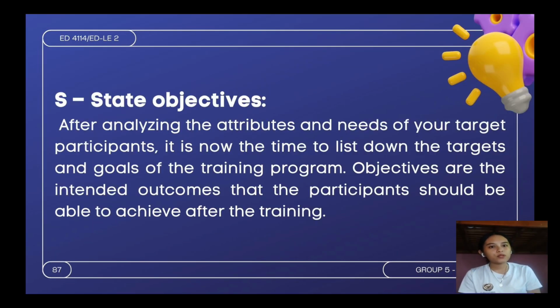And now, let us proceed to the first S, which is State the Objectives. So after analyzing the attributes and needs of your target participants, it is now the time to list down the targets and goals. And again, objectives are the intended outcomes that the participants should be able to achieve after the training or after class. It serves as the guide in delivering the content and in stating or creating objectives.